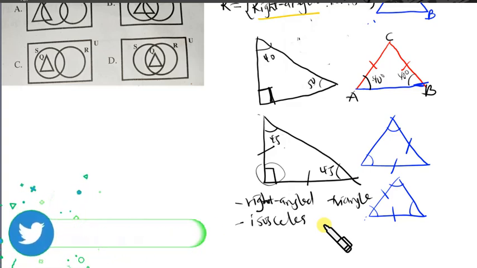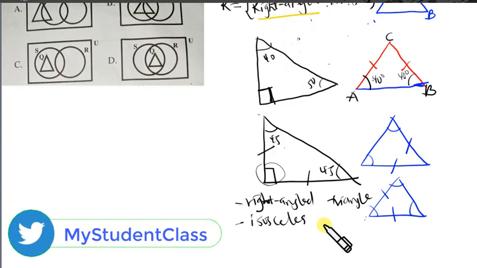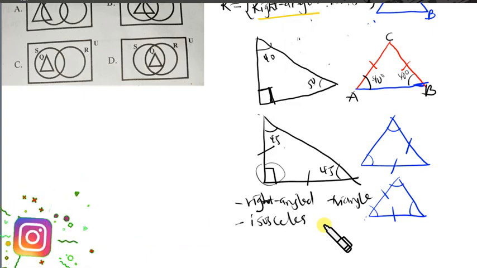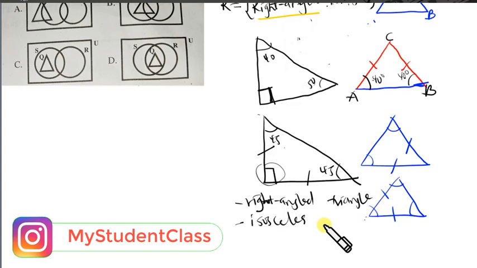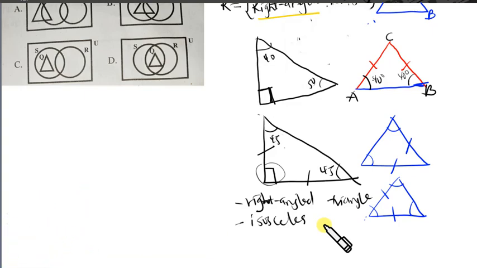So that means right angle triangles and isosceles triangles have an intersection. We cannot say that all right angle triangles are isosceles. No. Why? Because the only isosceles right angle triangle is when we have this 45-45.